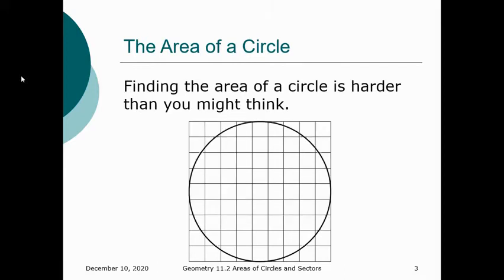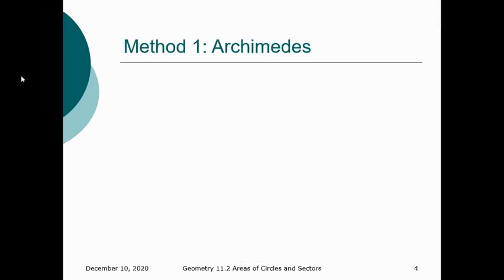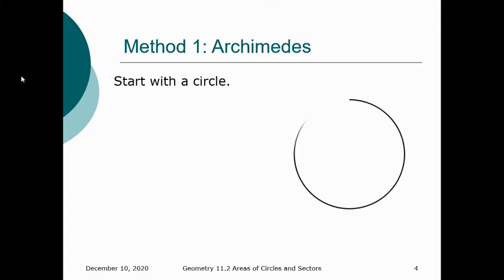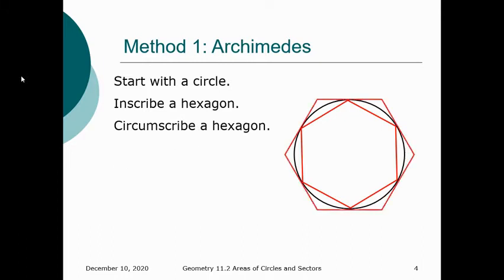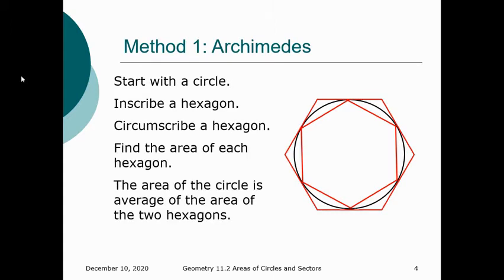People struggled with this for thousands of years, from the Babylonian time period onward. Okay, Archimedes, Greek, and this would have been in BC, started with a circle. He inscribed a hexagon. Then he circumscribed a hexagon. He found the area of each hexagon, and the area of the circle is the average of the area of the two hexagons. Seems rather cumbersome, doesn't it?